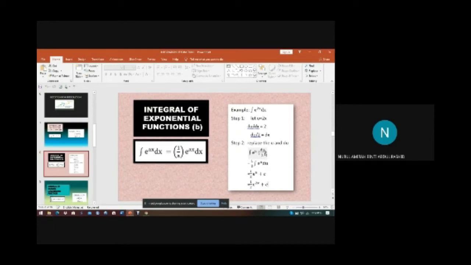To integrate the function, you have to move the 1 over 2 to the front and we get 1 over 2 times the antiderivative of e to the power of u du. And the final answer will be 1 over 2 e to the 2x plus c.